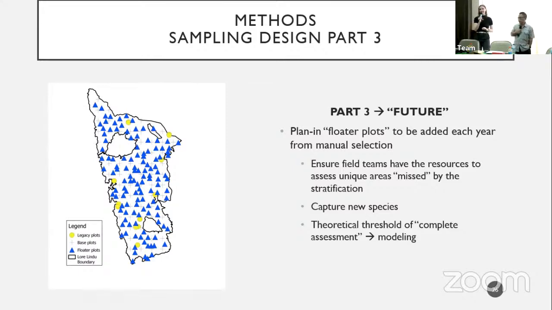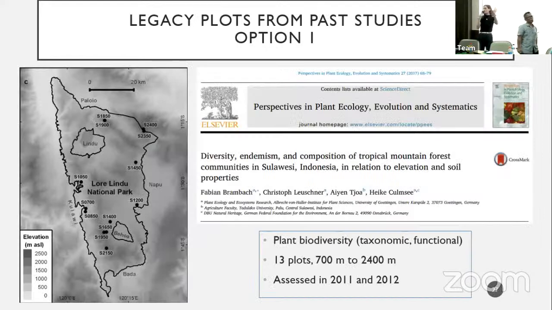Okay, great. So that's it for the sampling design. I did just want to throw up some quick numbers on the STORMA report that I talked about. This part of the research was focused on plant biodiversity: taxonomic diversity, species diversity, and functional diversity. There were a total of 13 plots from 700 meters to 2,400 meters, and they were assessed over 10 years ago, so 2011 and 2012.